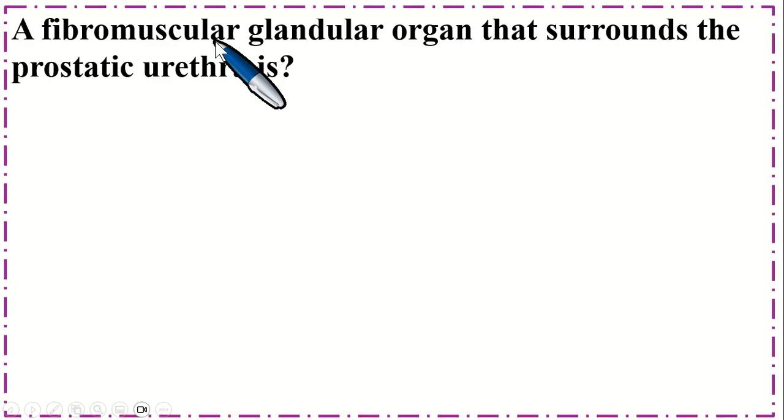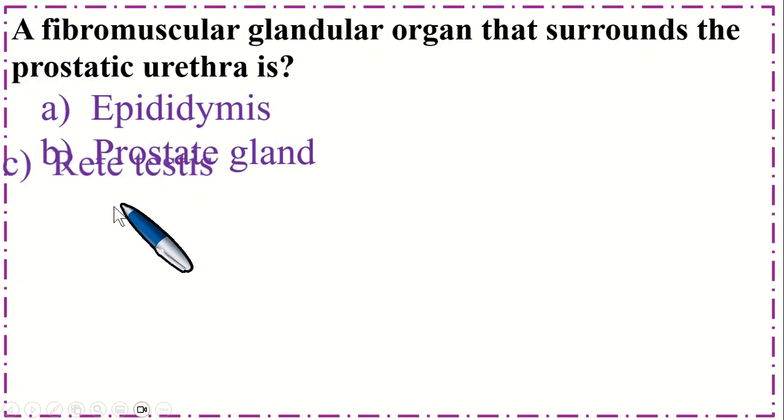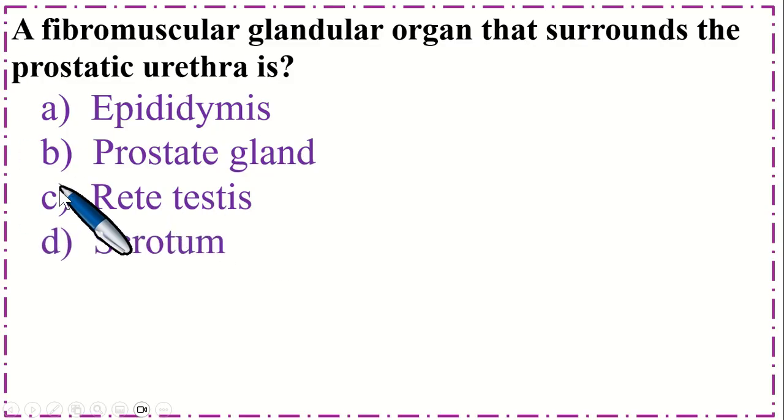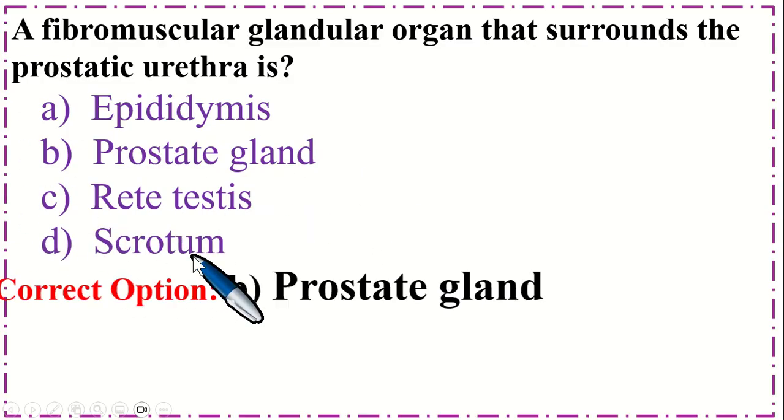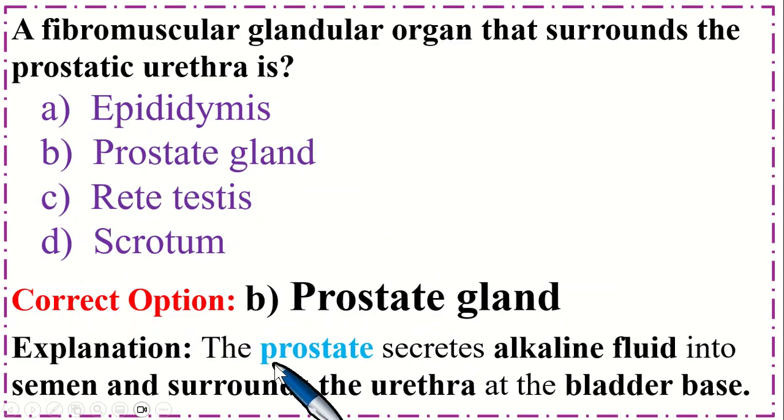A fibromuscular glandular organ that surrounds the prostatic urethra is option A, epididymis, B, prostate gland, C, red testis, and option D, scrotum. So the correct option is B, prostate gland. The prostate gland secretes alkaline fluid into semen and surrounds the urethra at the bladder base.